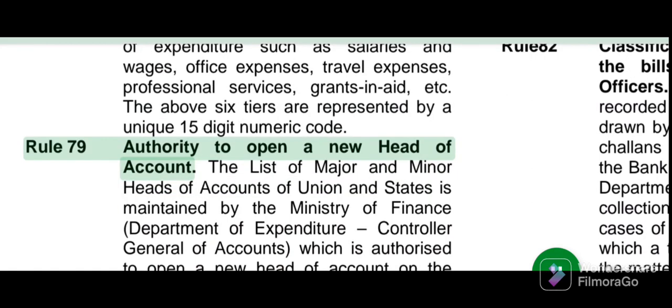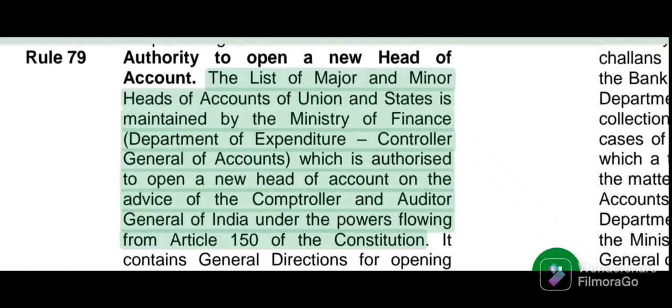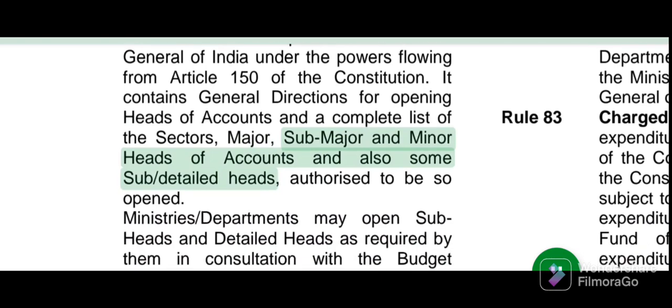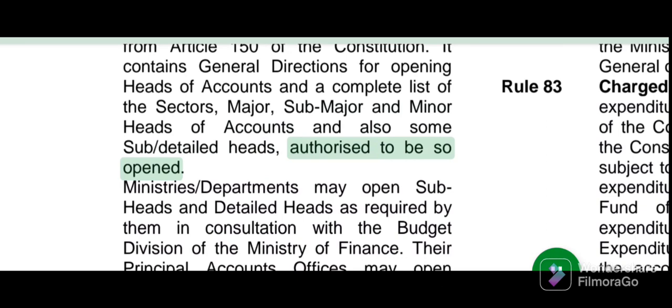Rule 79: Authority to open a new head of account. The list of major and minor heads of accounts of Union and States is maintained by the Ministry of Finance, Department of Expenditure, Controller General of Accounts, which is authorized to open a new head of account on the advice of the Comptroller and Auditor General of India under the powers flowing from Article 150 of the Constitution. It contains general directions for opening heads of accounts and a complete list of the sectors, major, sub-major and minor heads of accounts, and also some sub-detailed heads, authorized to be so opened.